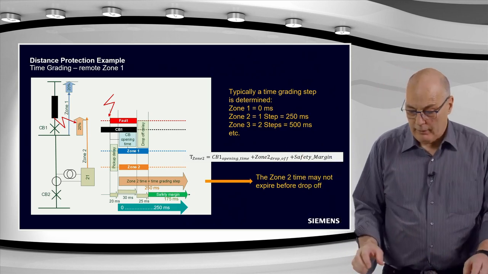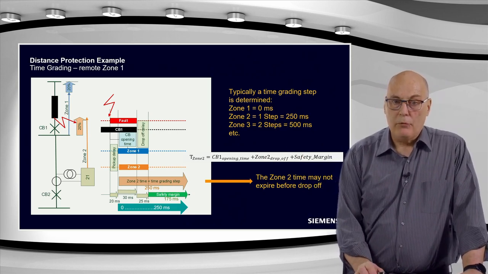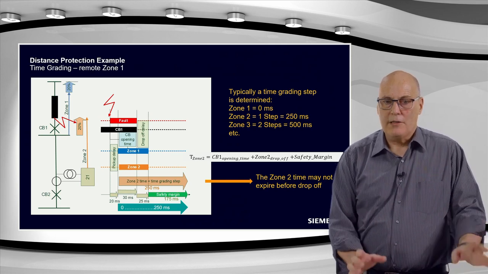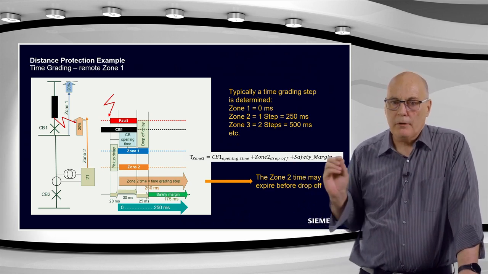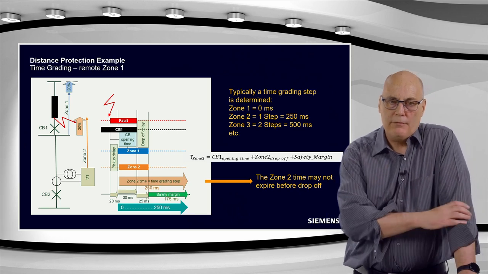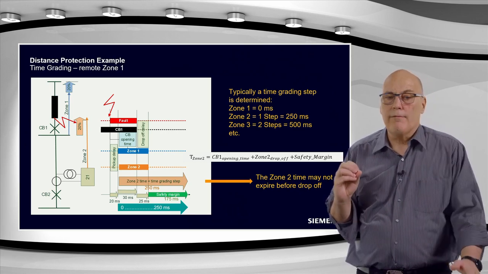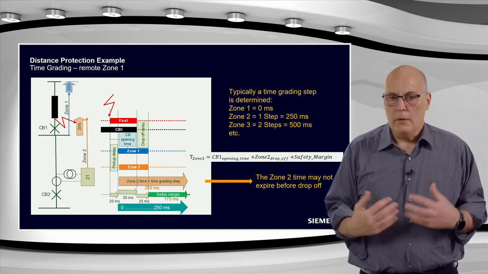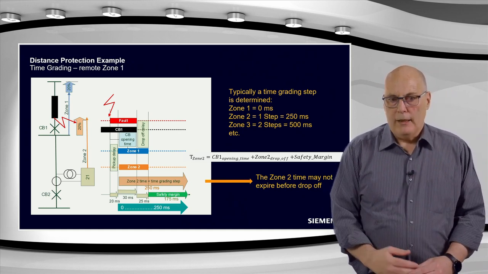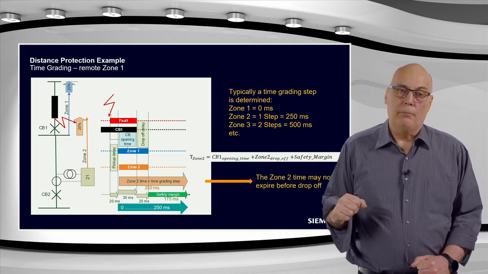And probably one of the main reasons why one typically has longer time grading, okay, before I get on to the next slide to show that, is remember the zone 2 has another purpose which we sometimes forget, just a little additional information. The zone 2 has the function of remote backup. So what does it mean, remote backup? Remote backup and the distance protection generally does a very, very effective remote backup functionality.